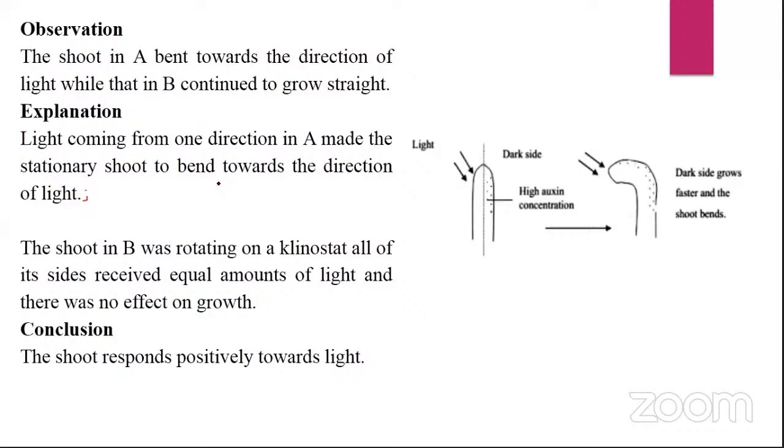And why is that? Because light redistributes oxygens. So oxygens run away from the side that is having light to go to the dark side, and then they increase the rate of cell division on the dark side.